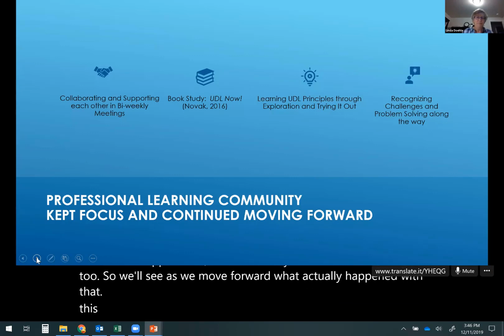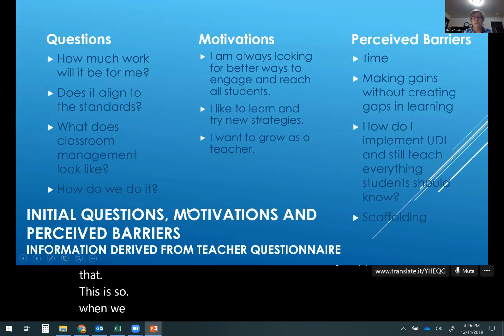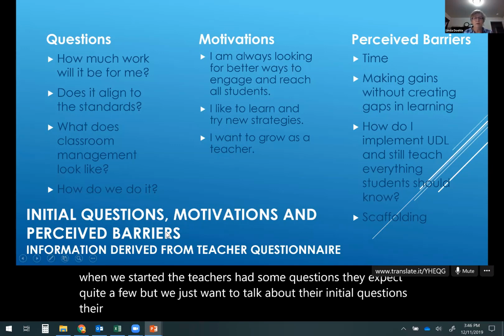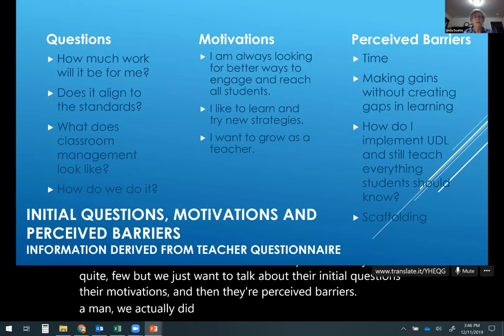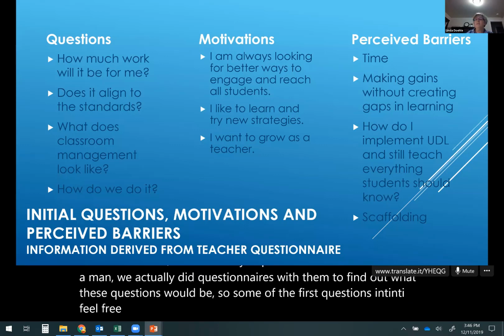So when we started, the teachers had some questions. They actually had quite a few, but we just wanted to talk about their initial questions, their motivations, and then their perceived barriers. And we actually did questionnaires with them to find out what these questions would be. So some of the first questions, and Cindy, feel free to expand on this as I'm going along. You can just jump in anytime.